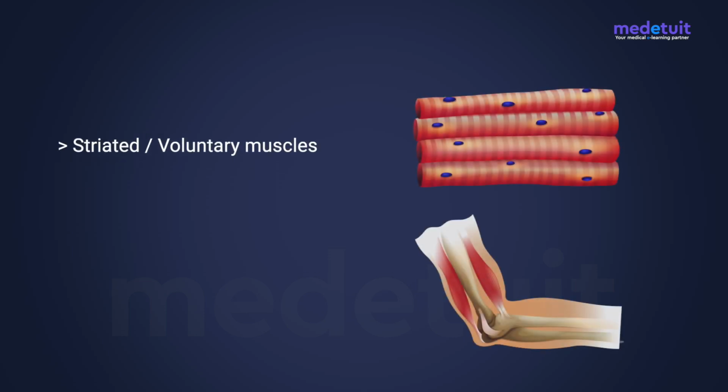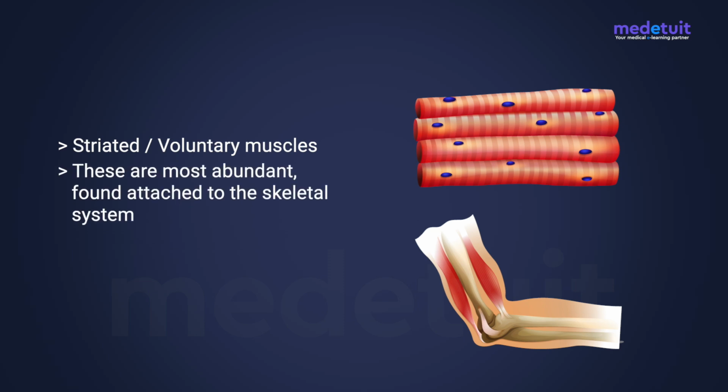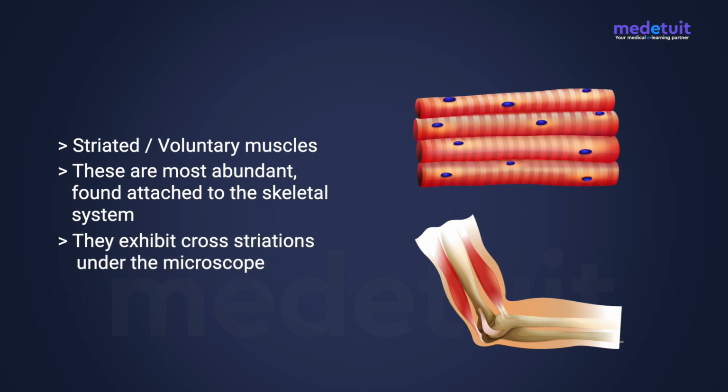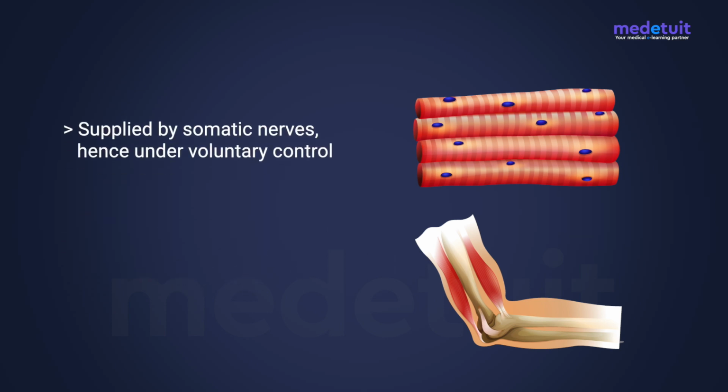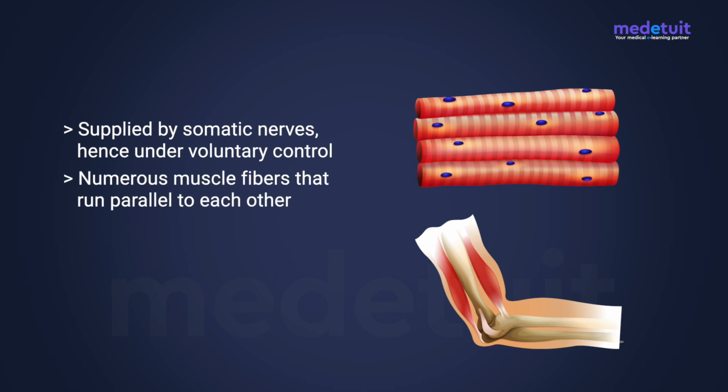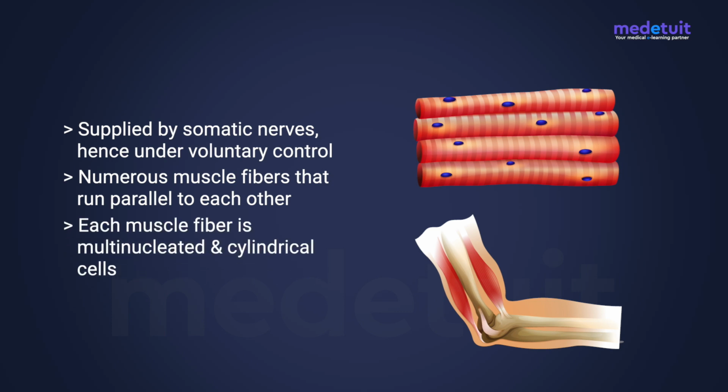Skeletal muscles. These muscles are otherwise called striated muscles or voluntary muscles because of their properties. These are most abundant, found attached to the skeletal system. They exhibit cross striations under the microscope. They are supplied by somatic nerves, hence under the voluntary control. They consist of numerous muscle fibers that run parallel to each other. Each muscle fiber is a multinucleated and cylindrical cell.